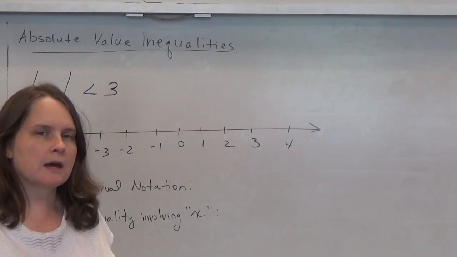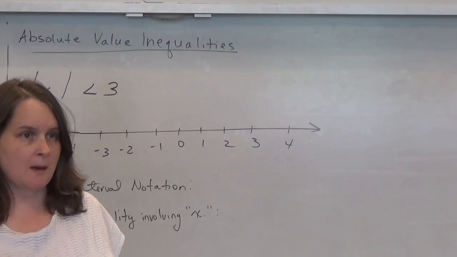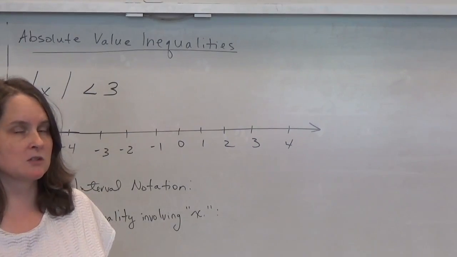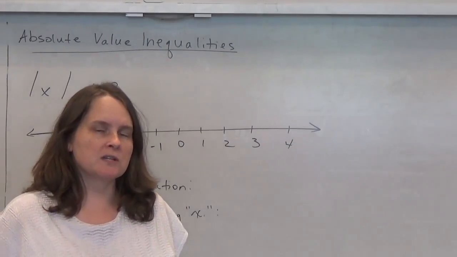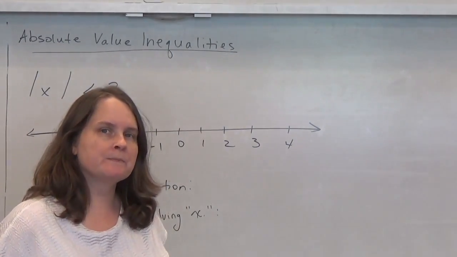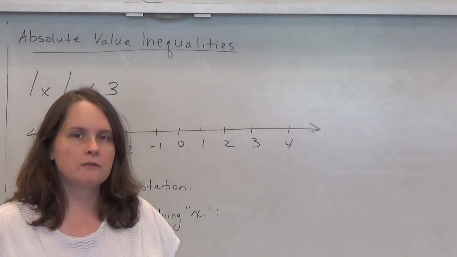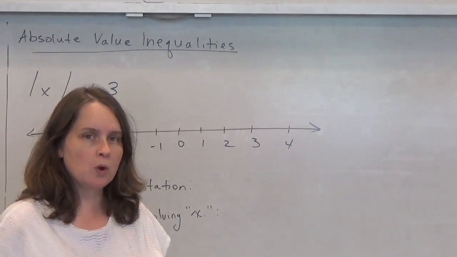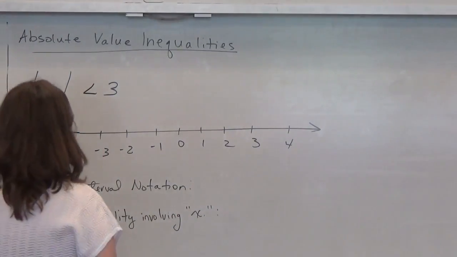Think of some numbers that are fewer than 3 spaces away from 0. For example, 7. Is 7 fewer than 3 spaces from 0 on the number line? No. So 7 is not a possible answer. Is 1 fewer than 3 spaces away from 0 on the number line? Yes. So 1 will satisfy this inequality. What other numbers are going to satisfy this inequality?